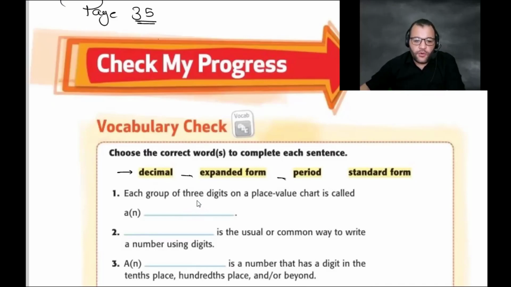Each group formed from 3 digits is called period. Okay, I'll change the color. Thanks, Walid.